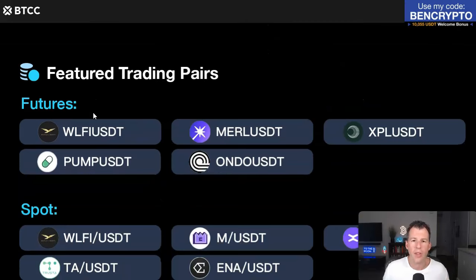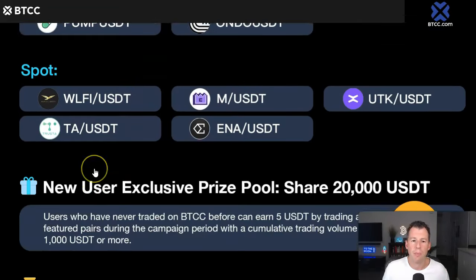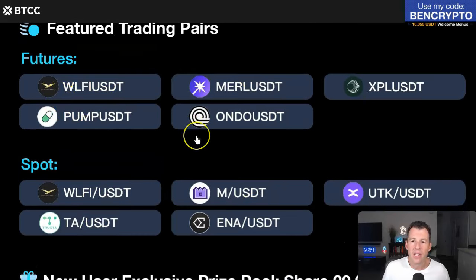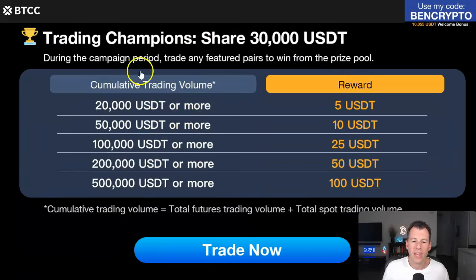But the way this works is there are certain featured trading pairs in both futures and spot markets. And then if you trade any of these pairs to cumulative trading volumes between both spot and futures within these thresholds, between $20,000, $50,000, $100,000, $200,000, or $500,000, that's your total trading volume of the specific pairs, spot and futures, then you get a certain cashback reward, $5 through $30.